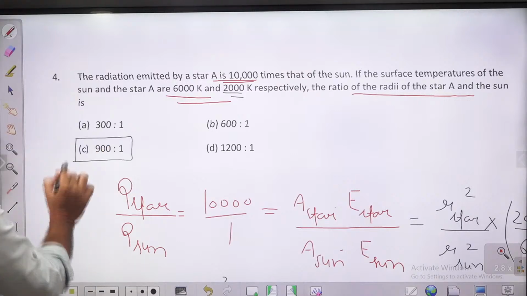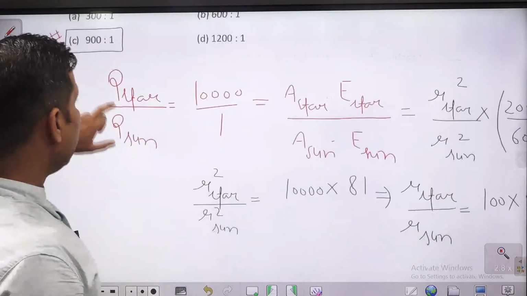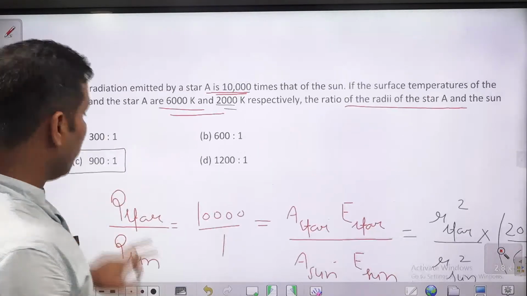Okay, I hope this is clear to all, guys. The answer for this question is C. How many answered this question? Ashutosh, Shivang, yes, Chanda. Very good, guys. C is the right answer for this question. So you need to understand the question. It is very easy. Let us move to the next question, guys. Let's move to the fifth question.